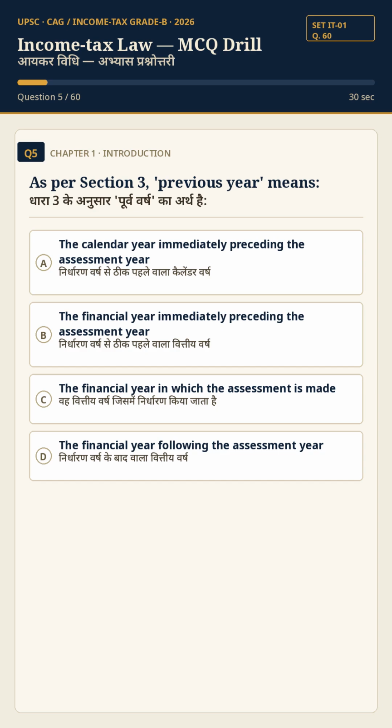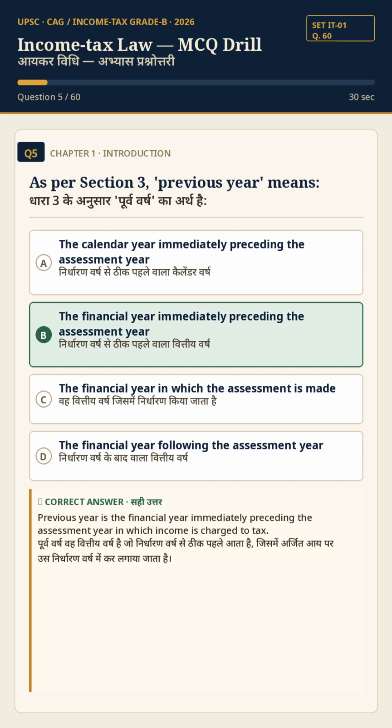Question 5. As per Section 3, previous year means: Option A, the calendar year immediately preceding the assessment year. Option B, the financial year immediately preceding the assessment year. Option C, assessment year. Option D, the financial year in which the assessment is made. The correct answer: Explanation. Previous year is the financial year immediately preceding the assessment year in which income is charged to tax.